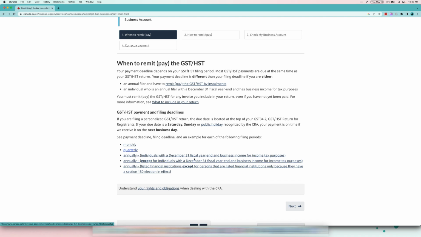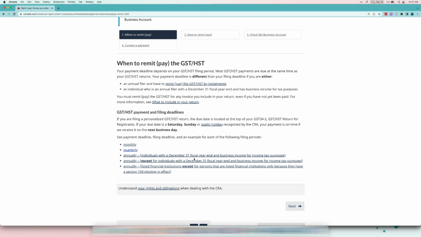Same thing with those who have an annual schedule. Just because you're on an annual schedule doesn't mean you're automatically January to December. It depends on the schedule that you get from the CRA. For example, there are people whose year ends on June 30th, which is also the same reporting period for their HST returns. So you could have your HST return due around September if your reporting period is ending in June.